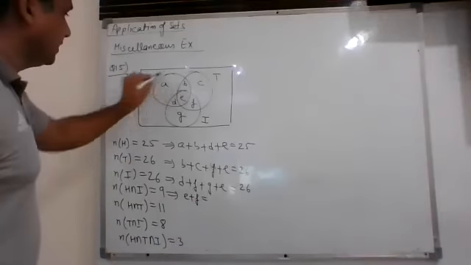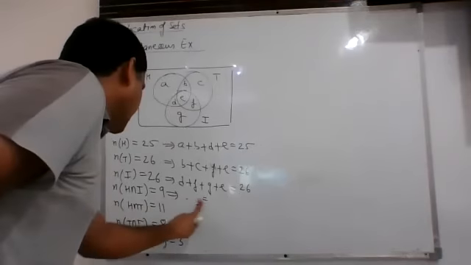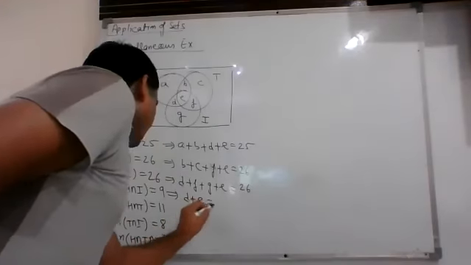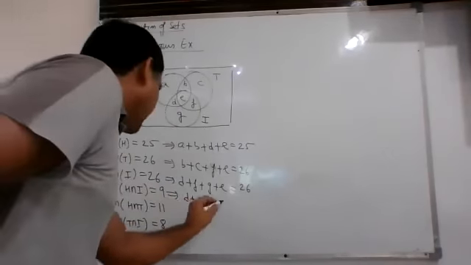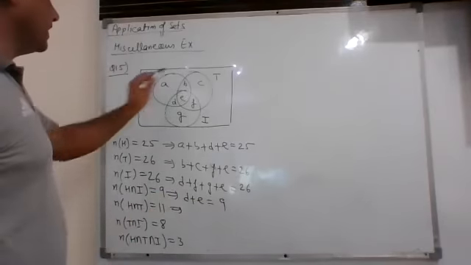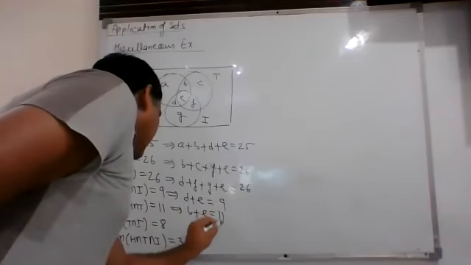This is H, this is I. So this is your intersection. This is D plus E, which is equal to 9. Now from here, H and T. So this is H, this is T. So that is B plus E. B plus E is given to be 11.